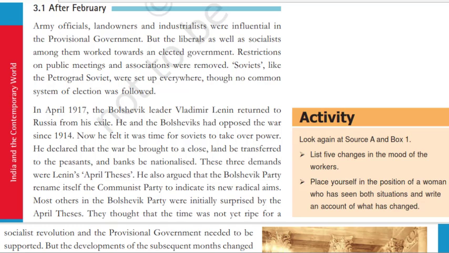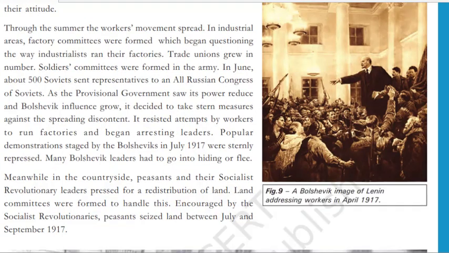Most others in the Bolshevik party were initially surprised by the April thesis. They thought that the time was not yet right for a socialist revolution and the provisional government needed to be supported. But the developments of the subsequent months changed their attitude. Fig. 9. A Bolshevik image of Lenin addressing workers in April 1917.